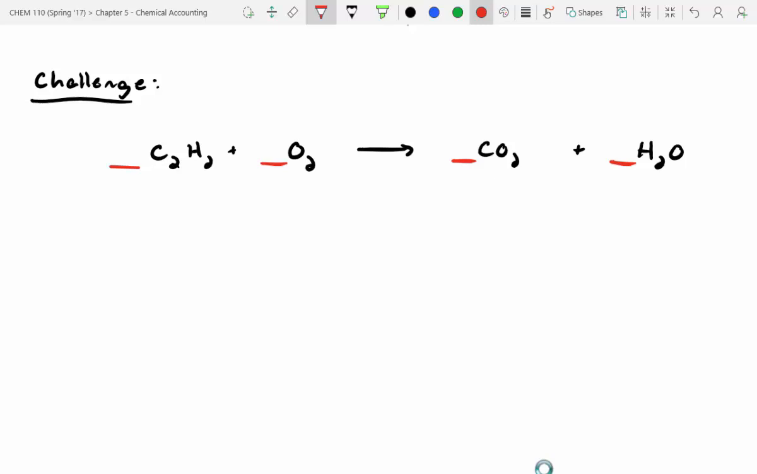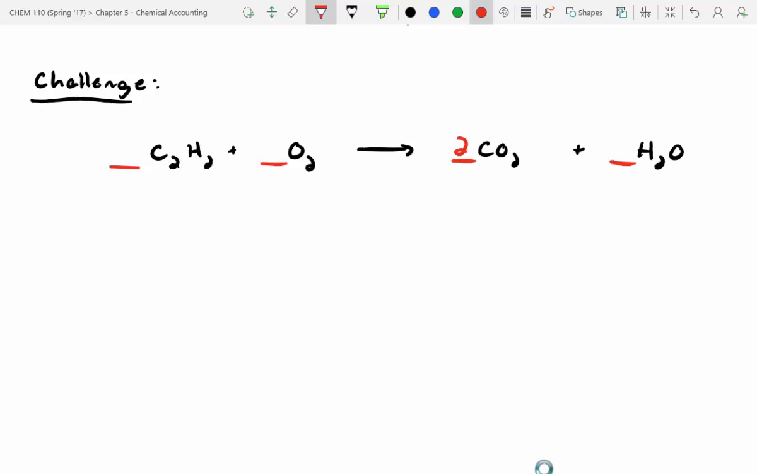All right, and like I said, I like to start with the heaviest atoms. In this case, carbon's heavier than hydrogen. So I've got 2 carbons on the left and 1 on the right. Easy enough, I'll just double this CO2 over here, right? Now I look at the hydrogens. I've got 2 hydrogens on the left, 2 on the right. That looks good. And then I look at the oxygens. Last but not least, I've got 2 oxygens on the left, but I've got 5 on the right.